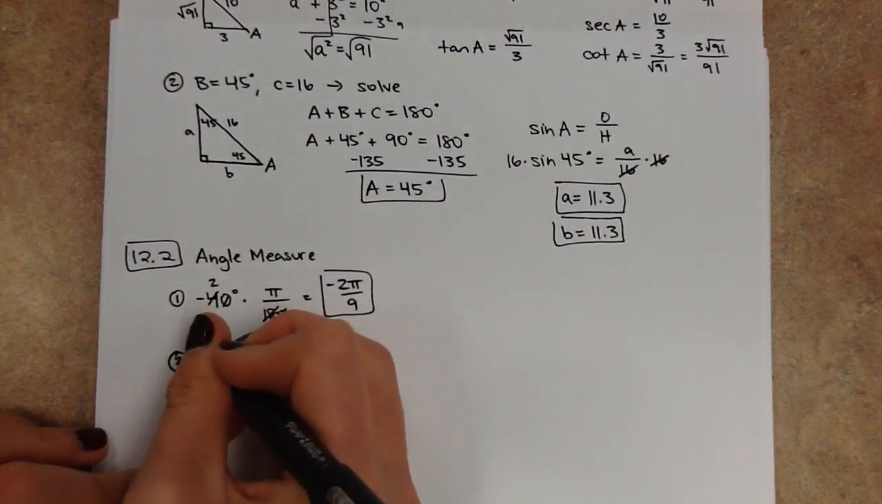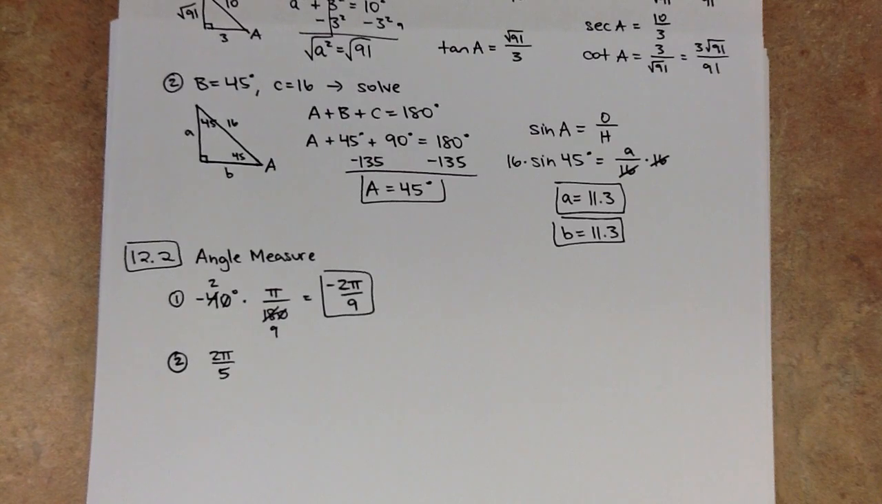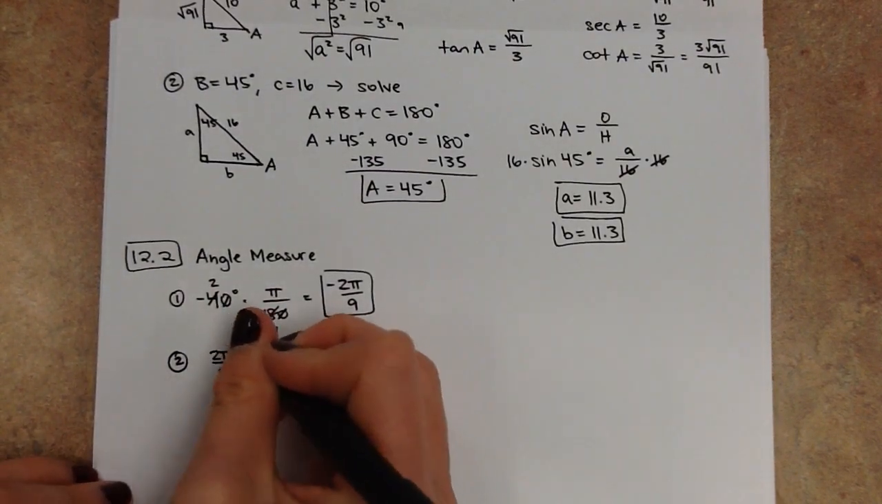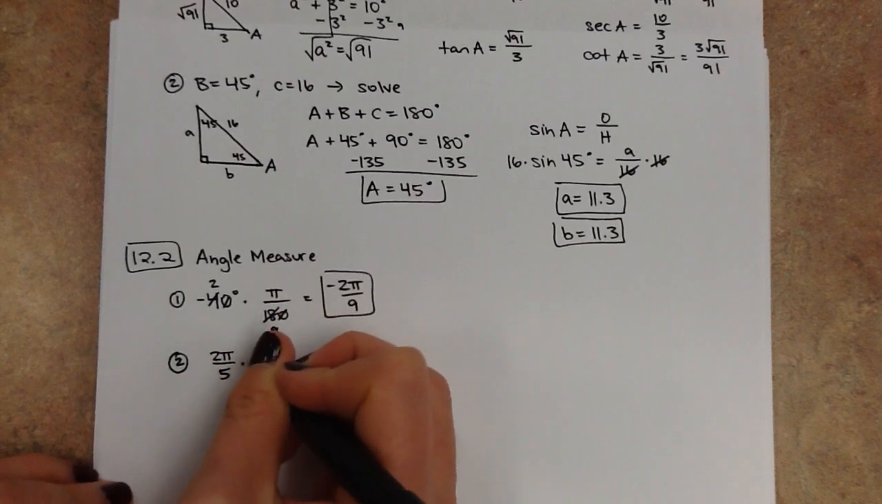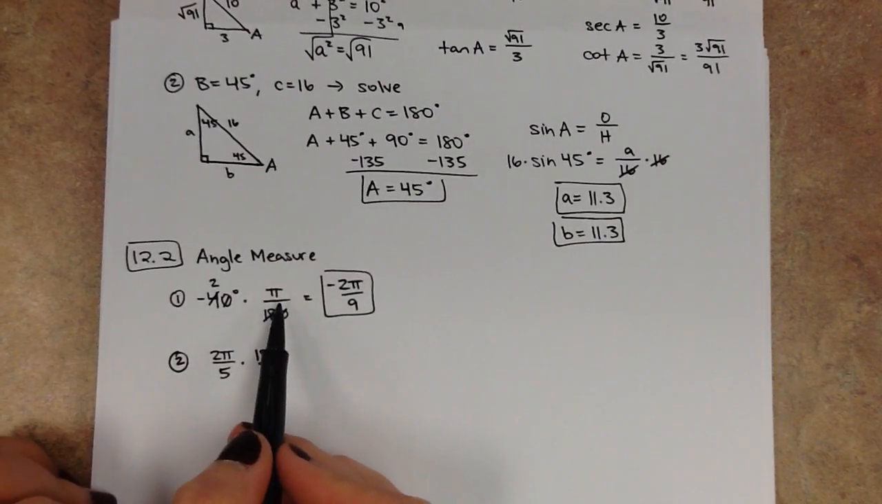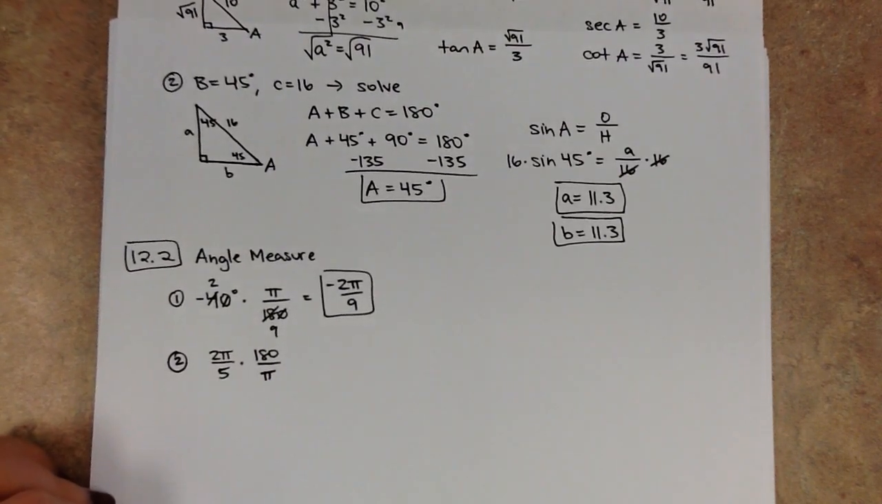Say I give you 2 pi over 5. That would be a radian measurement. If I ask you to convert it to degrees, you actually do the total opposite. You multiply by 180 over pi instead of pi over 180. So to go from degrees into radians, you multiply by pi over 180. To go from radians into degrees, you multiply by 180 over pi.